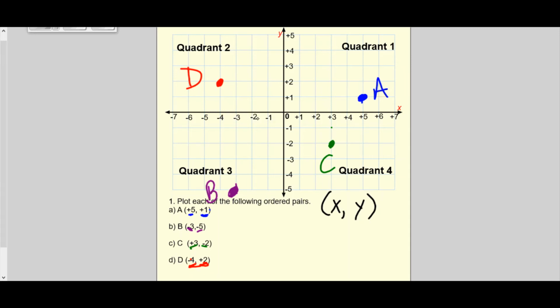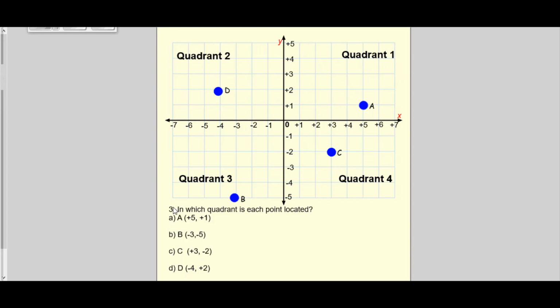So we're going to use this same grid that you have sketched on your paper right now. We're going to use this to answer questions 2 and 3. Let's just actually say question number 2.